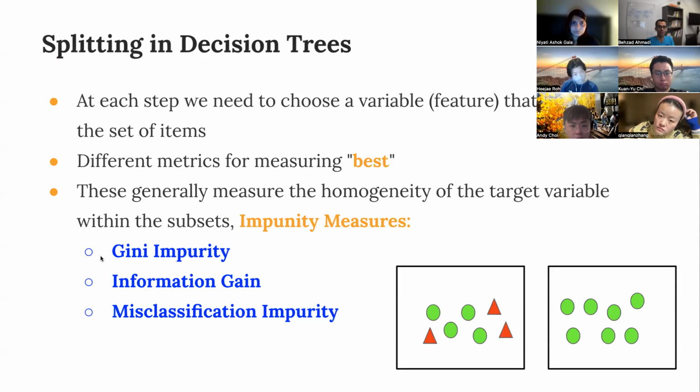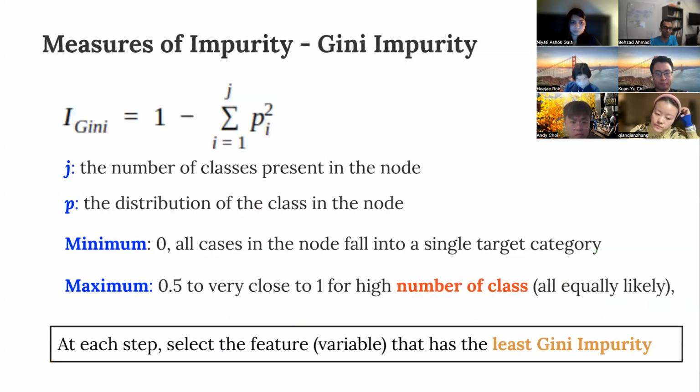And these are so-called impurity measures. So you have a Gini impurity, information gain, and misclassification impurity. I'm going to explain at least one of them so that you get a sense of it. So at each node, you have to go by one of these and then split. Okay, let's go by Gini impurity and see what it does.